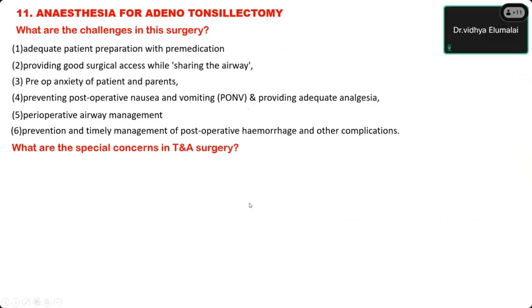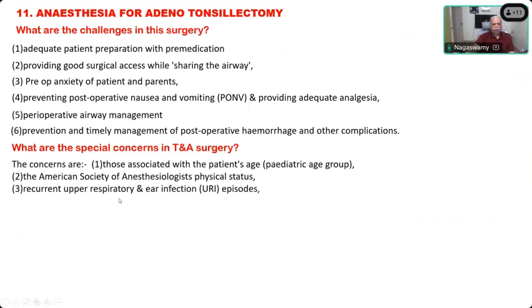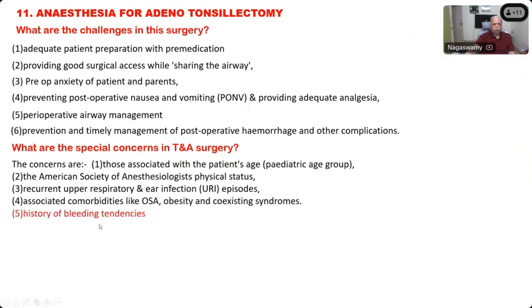Sir, the route of tracheal intubation. If it is combined with adenoidectomy, then oral intubation. Concerns are those associated with the age, first of all, pediatric age group. Then the American Society of Anesthesiologists physical status, recurrent URI and ear infections, associated comorbidities like OSA and obesity, and coexisting syndromes. History of bleeding tendencies can also be a problem in these cases.